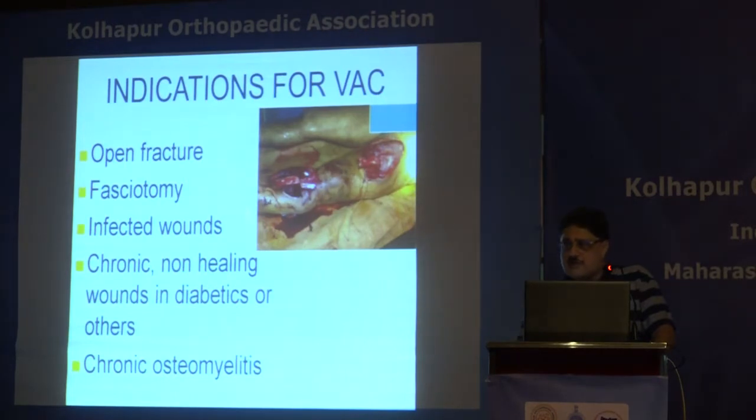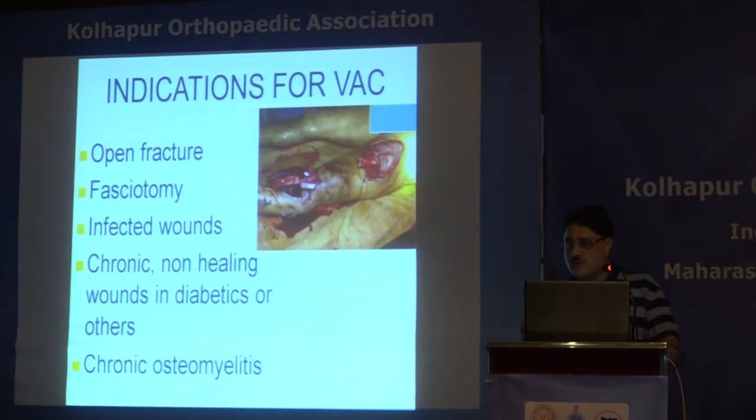So what are the indications of VAC? The primary indications are any open injury, mostly the fasciotomy, infected wounds, chronic osteomyelitis, chronic non-healing diabetic foot, diabetic ulcers, and amputation stumps, non-stitchable wounds, especially in the calcaneus or in the proximal tibia.